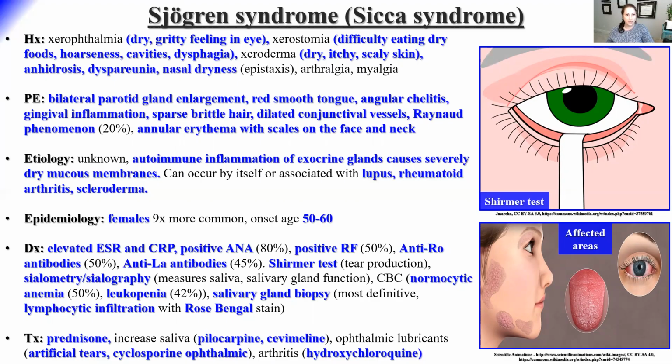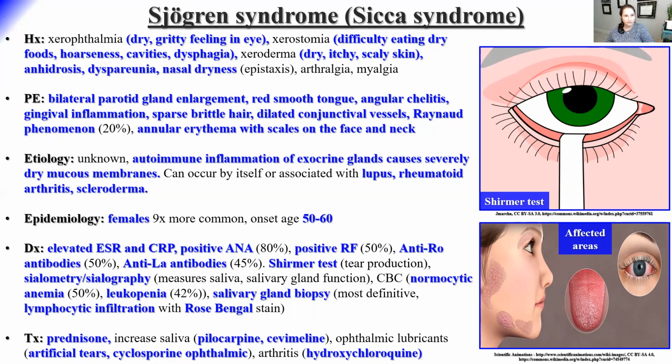On physical exam, the specific findings are going to be bilateral parotid gland enlargement, this red kind of smooth tongue, angular cheilitis, gingival inflammation, sparse, brittle hair, dilated conjunctival vessels, Raynaud's phenomenon, and then annular erythema with scales on the face and neck. So a lot of dermatologic manifestations on this one. Females are going to be much more common, and the onset is going to be about age 50 to 60.